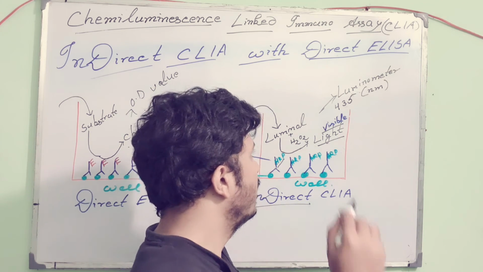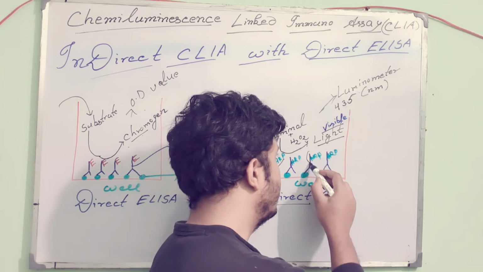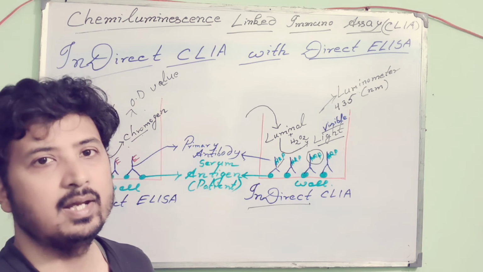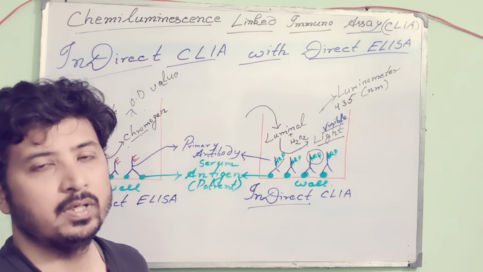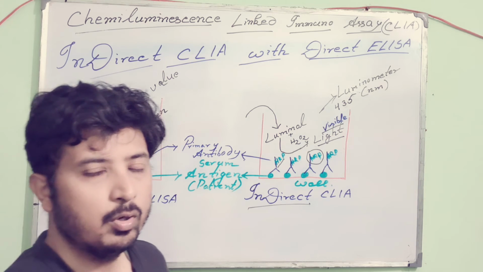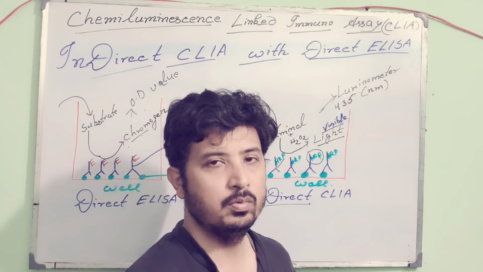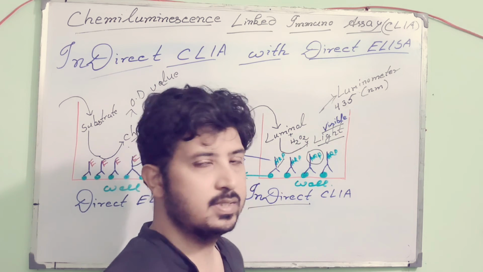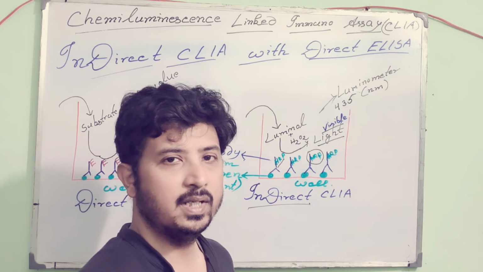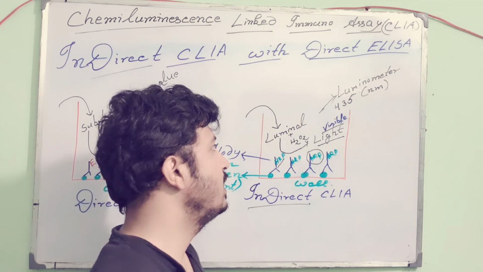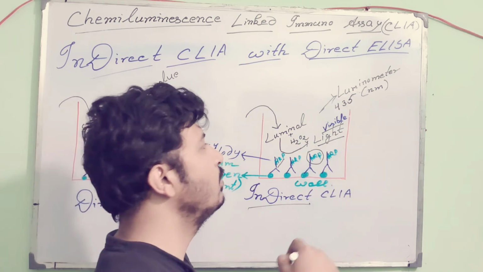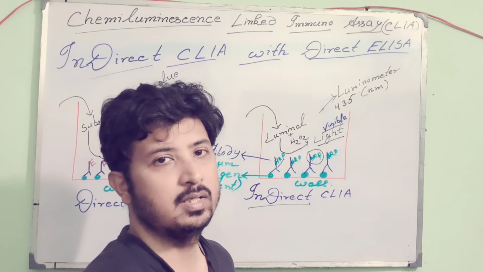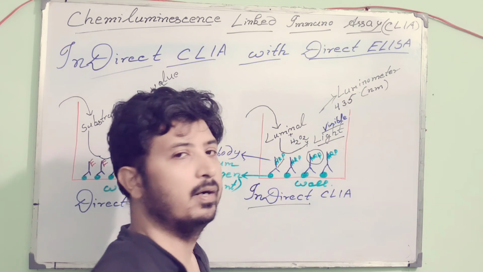Also, this tagging of antibody with HRP is much less stable than AE tagged antibodies. The AE tagged antibody gives you a more prominent result. I told you a few minutes ago that AE tagged antibodies are more stable and the chances of degradation are very less. That's why HRP tagged antibodies will give you a less prominent result. So direct CLIA is more efficient if you compare it with indirect CLIA.